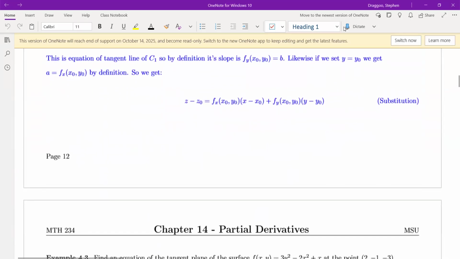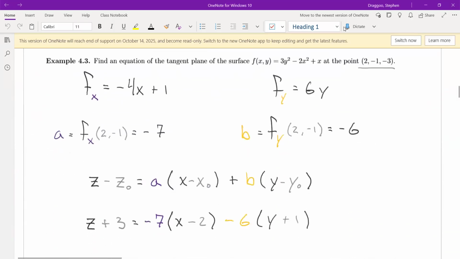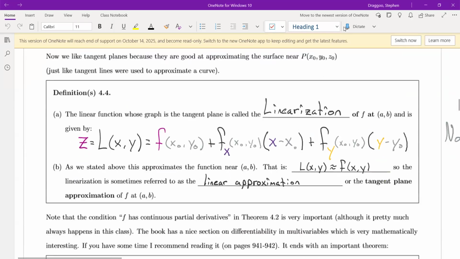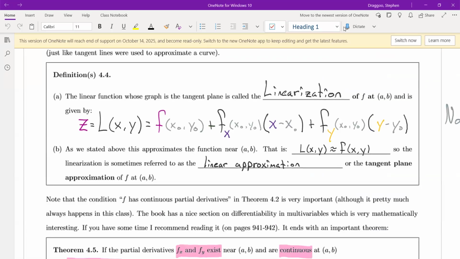So through some substitution, we can say some fancy stuff like what's there. We're also going to look at a linearization, but a linearization just is a tangent plane. Effectively, exactly. We're just going to solve our tangent plane equation for z, meaning I'm going to move the z naught, or the z0 term, over to the other side of the equation.